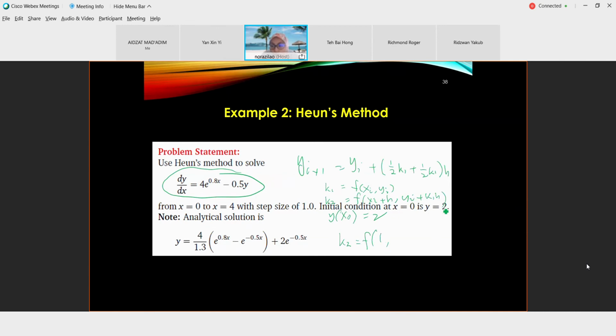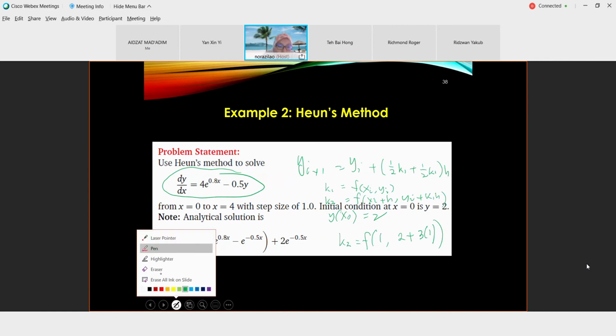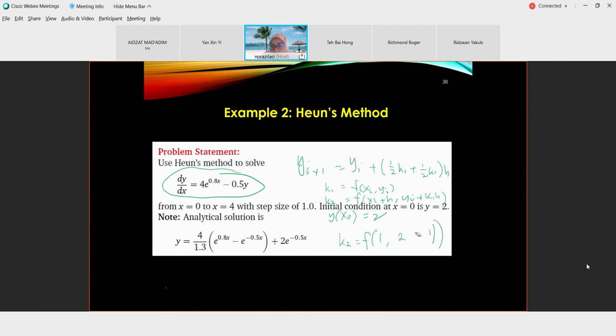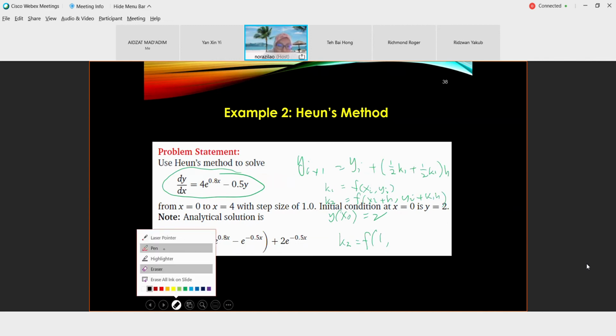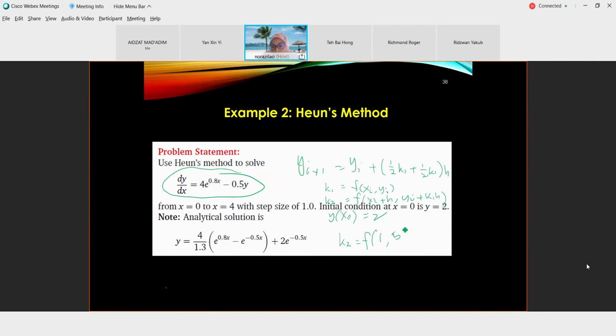yi. So 2 plus 2 plus K1. What is the value for K1? K1 is 3. 3 multiply 1. So this solution is 5. Okay, 5. So this one 5. Okay, you kena perhatikan betul-betul 5.